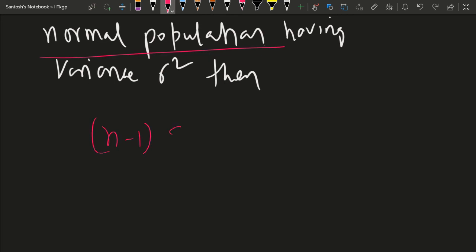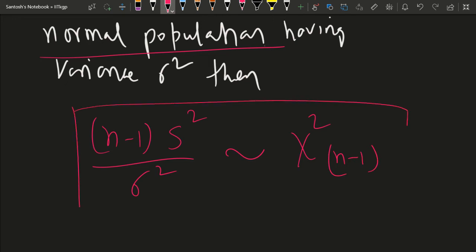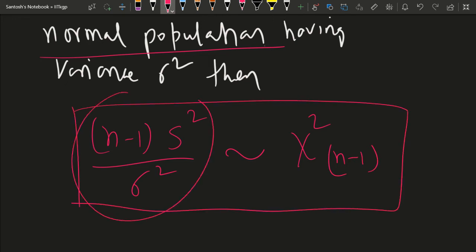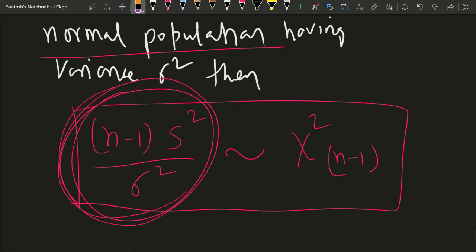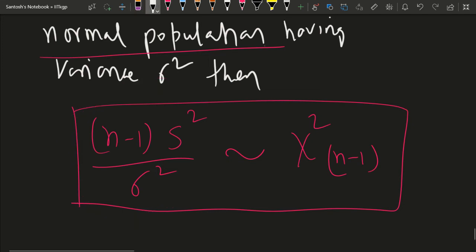n minus 1 S square upon sigma square, if you derive it, will have distribution chi-square n minus 1. This is a statistic. A statistic is a function of random variables that is free of parameters. On the left side you will not see any parameter. A parameter means an unknown quantity, like alpha, beta, lambda, which we use in the PDF. So n minus 1 S square upon sigma square will have distribution chi-square n minus 1.